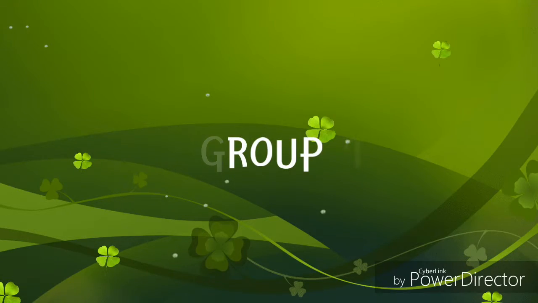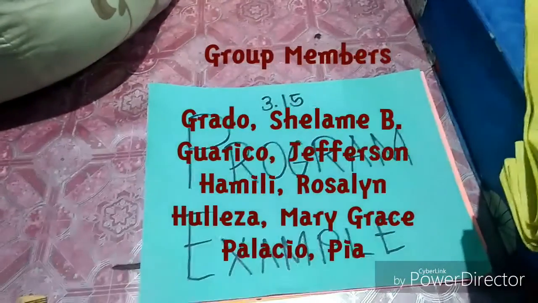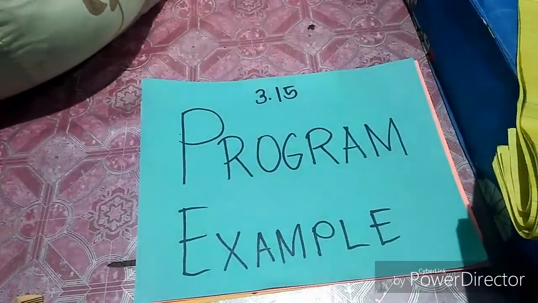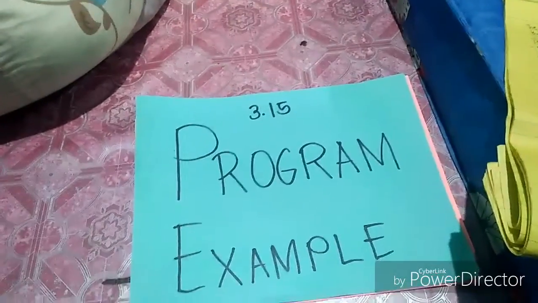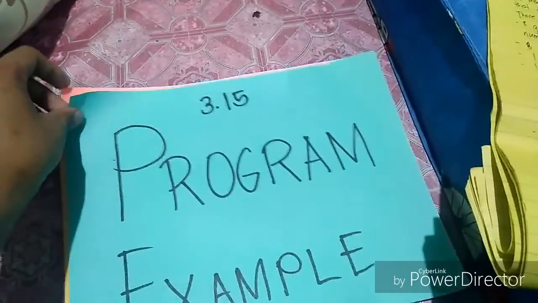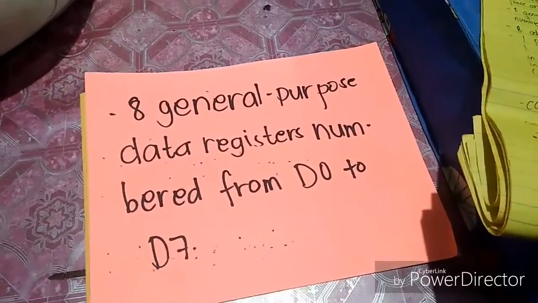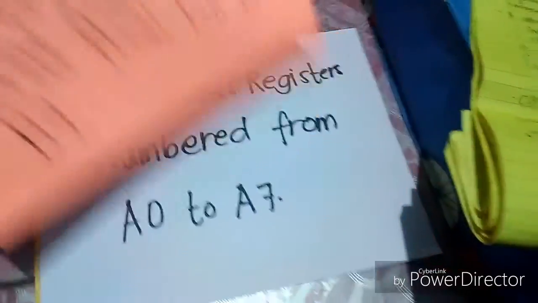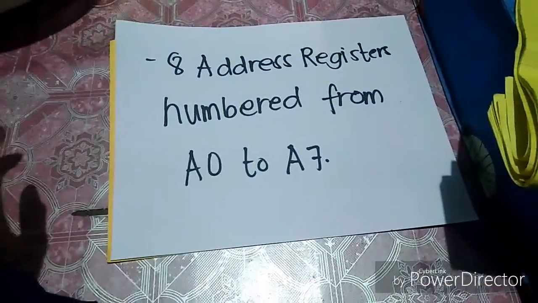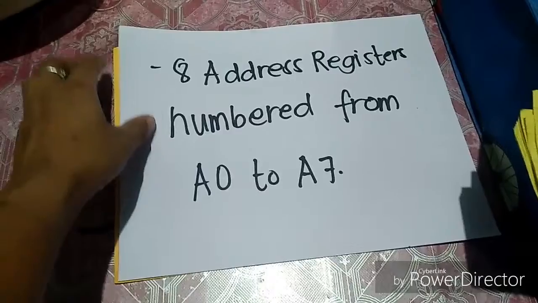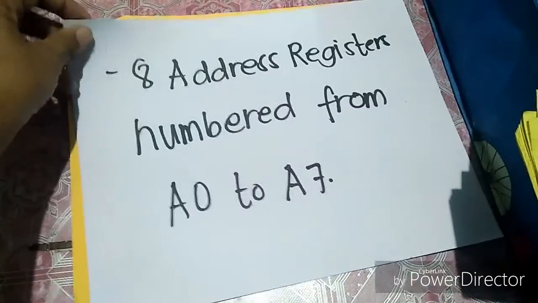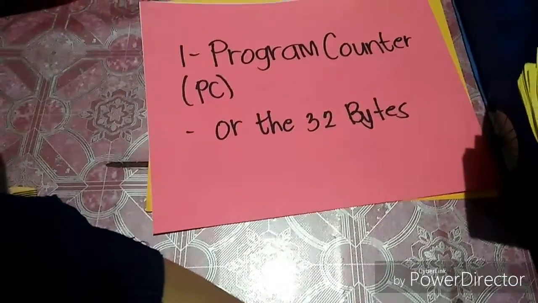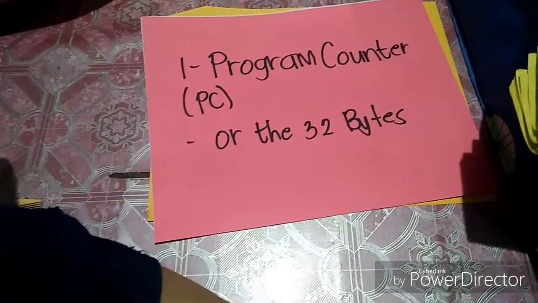My report is all about program examples, but first, let me introduce the Motorola 68000 processor. It has 18 registers that are directly accessible to users. Those are the 8 general purpose data registers, numbered from D0 to D7. The second is 8 address registers, numbered from A0 to A7. The third is 1 program counter, or PC, of 32 bits.